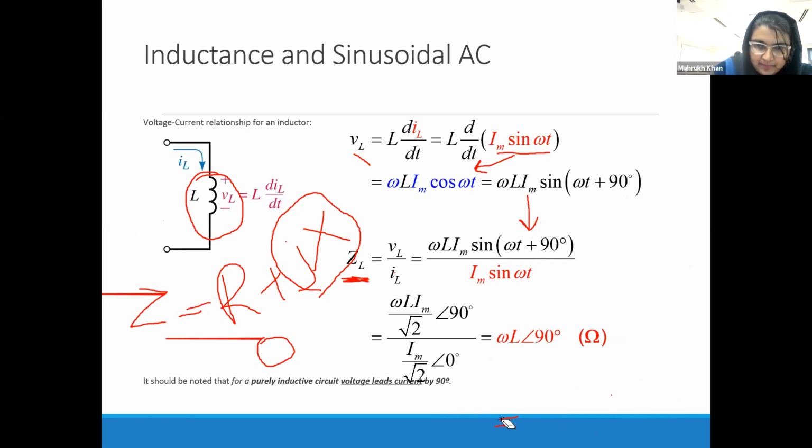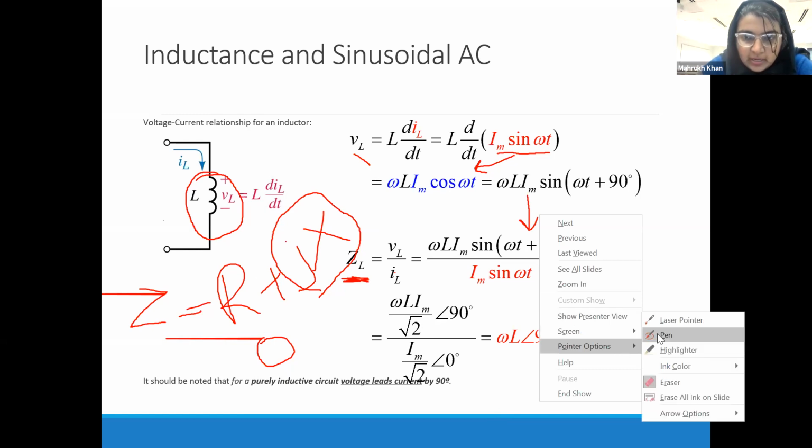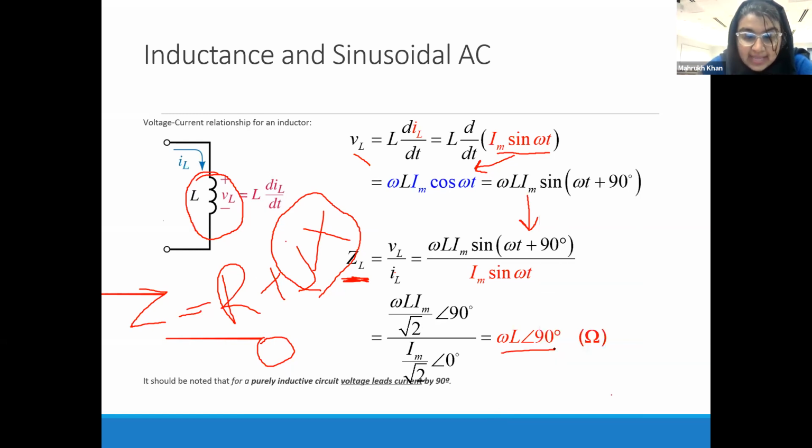But I'm trying to say that we got this omega L at 90 degrees, okay? But how do we know that ZL is actually J omega L? Because this is magnitude and phase, I can convert it into the rectangular form, A plus JB, or this form, Z equals R plus JX, by multiplying with cos and sine. That's what I was doing before, okay? So this will be omega L cos 90 plus J omega L sine 90. So I can just write it like this.